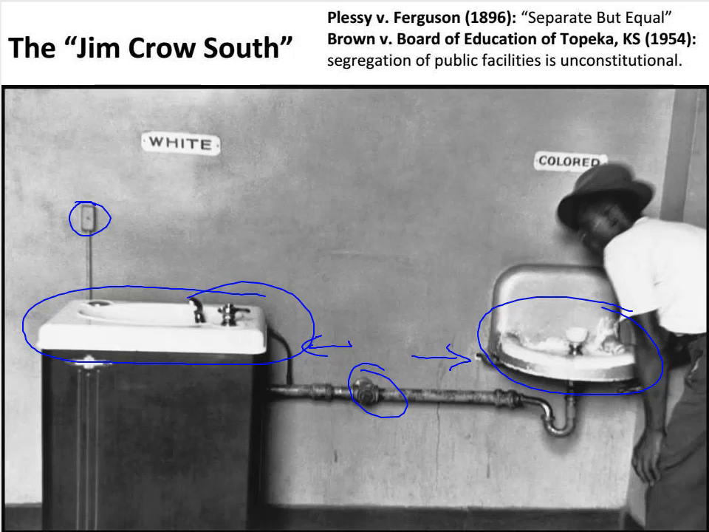Not until 1954, with Brown versus Board of Education, was it declared that public facilities being segregated was unconstitutional. It is even longer before the Heart of Atlanta Motel versus U.S. decision said that even private businesses could not segregate, could not discriminate. And that was not until 1967, I believe.